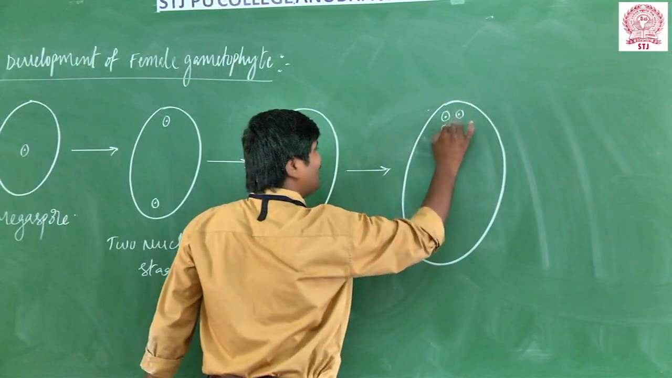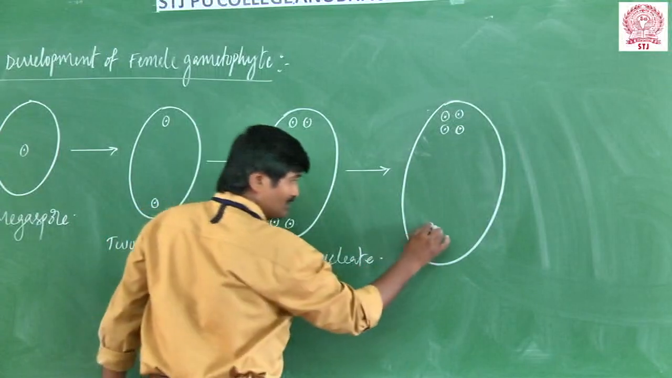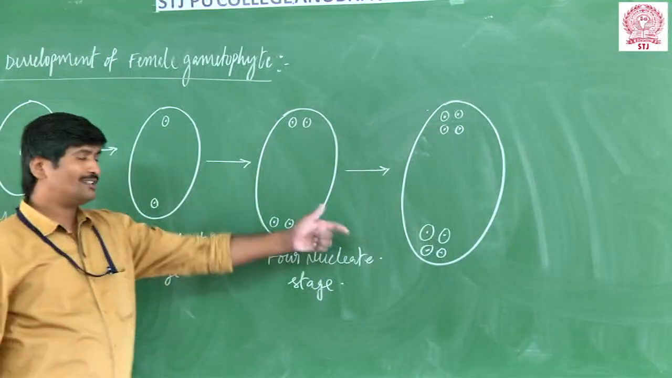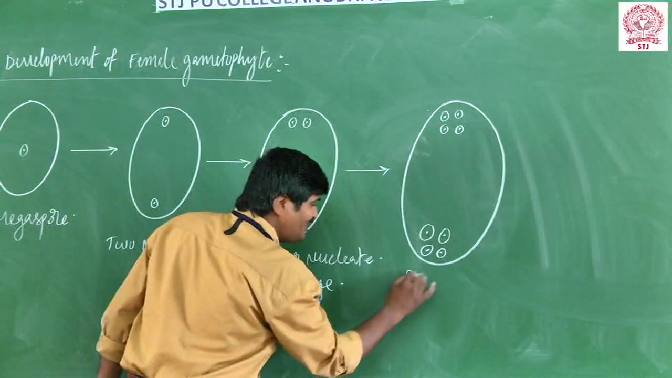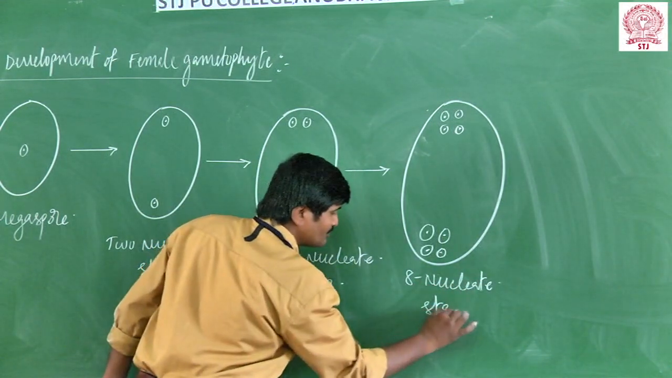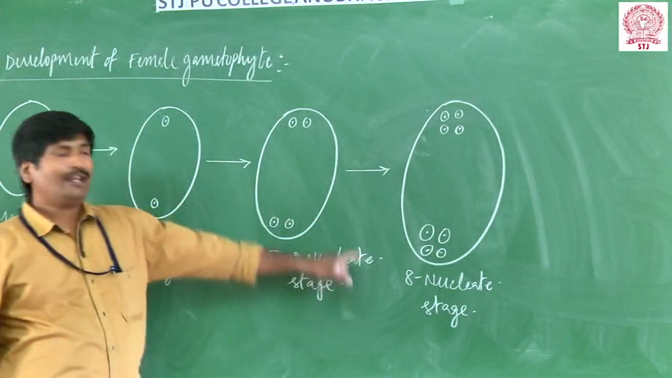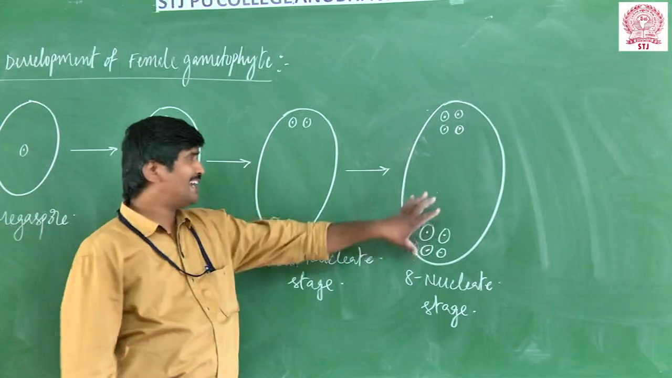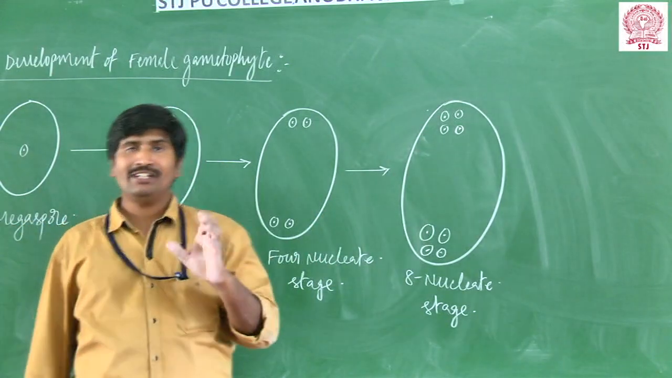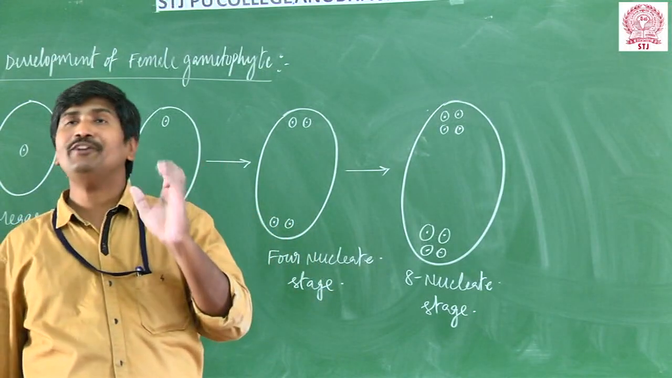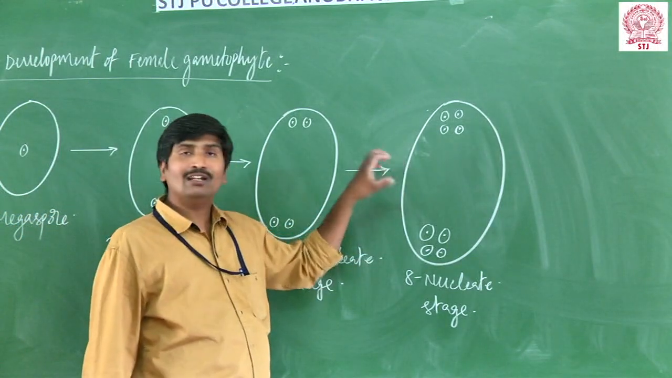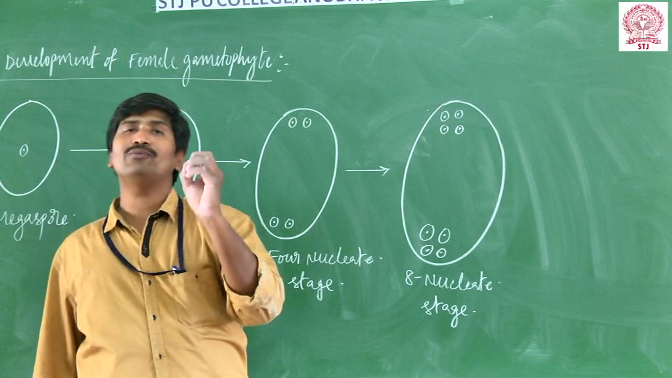The 4 nuclei on one side, and the remaining 4 nuclei on the other side. See, it is the 8 nucleated stage of the female gametophyte or embryo sac. In the 8 nucleated stage, up to here the mitotic cell divisions, it is a very important point: it is a free nuclear division. What is a free nuclear division? The nuclear division is not immediately followed by cell wall formation.